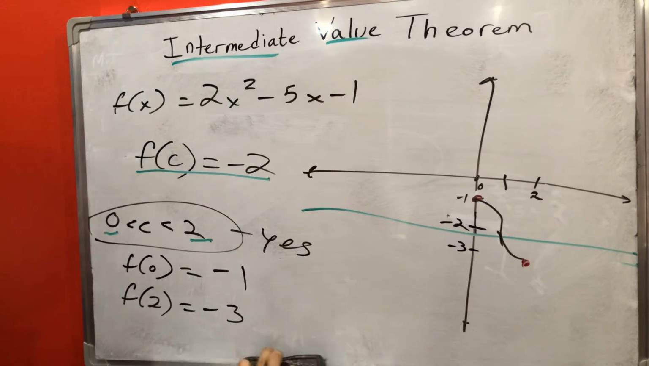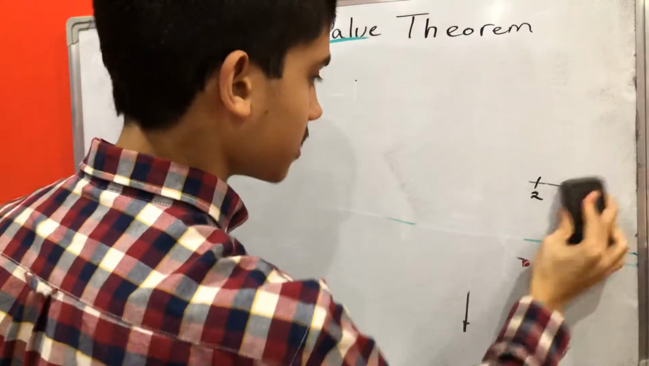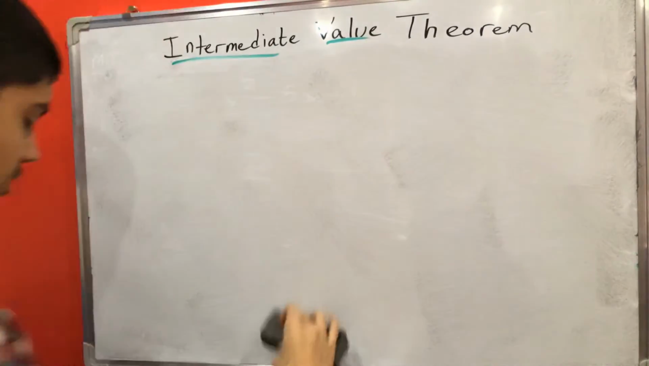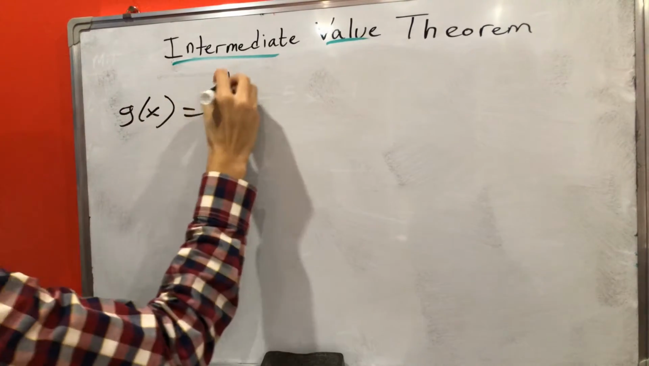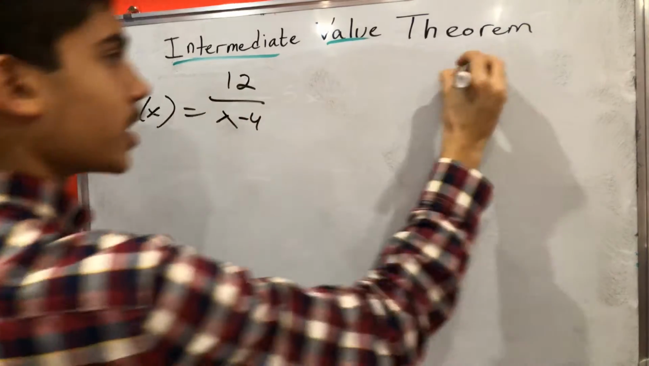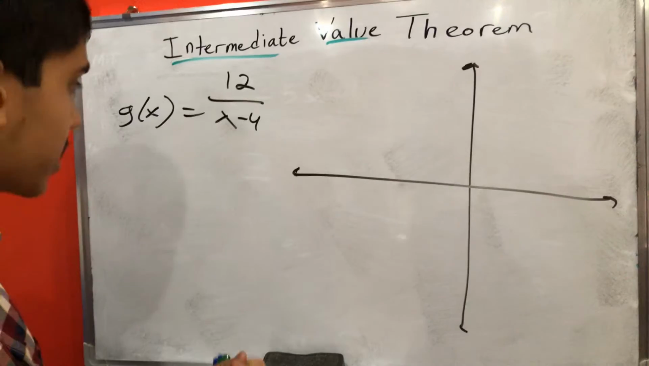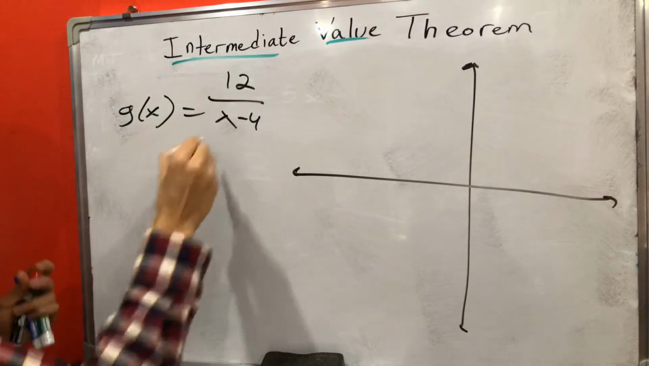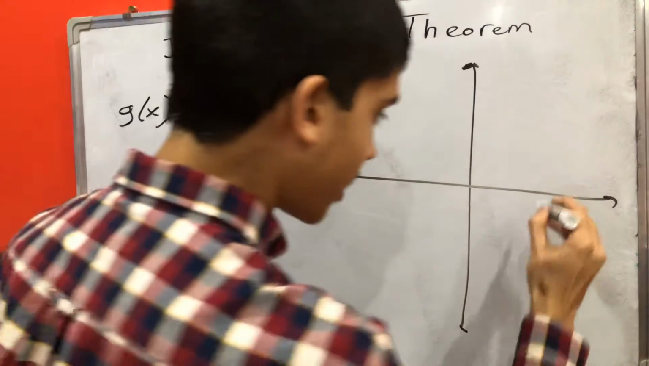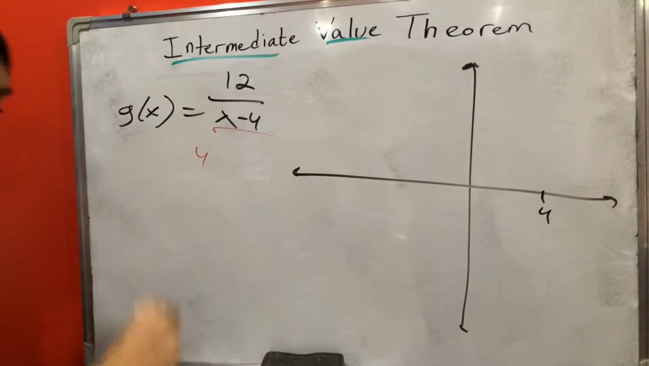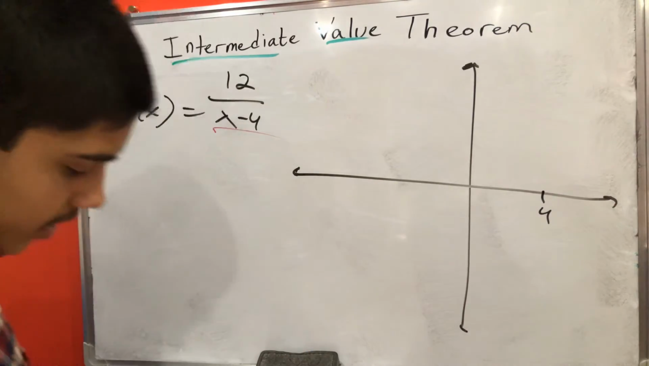Let's see a very tricky example. Let's look at a function that is not continuous. Remember, we can always use the 3-step continuity test, but I want to look at this example. g of x is equal to 12 over x minus 4. First thing we have to notice is that when we set the denominator to 0, 4 will not be defined on the graph. We can never input the value of 4.